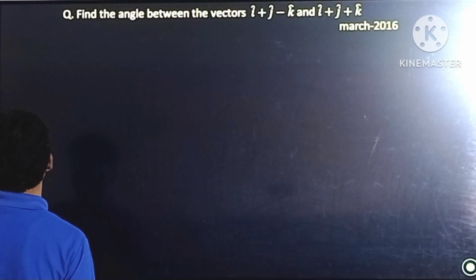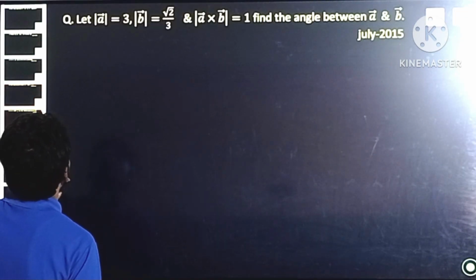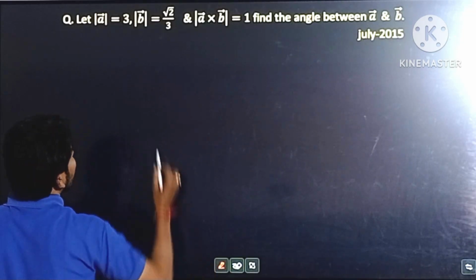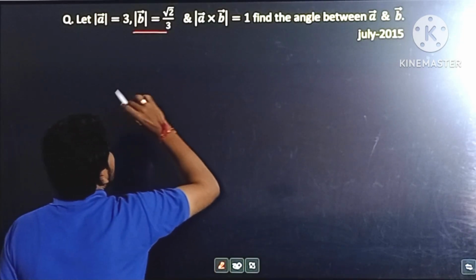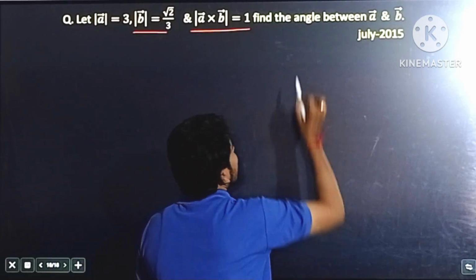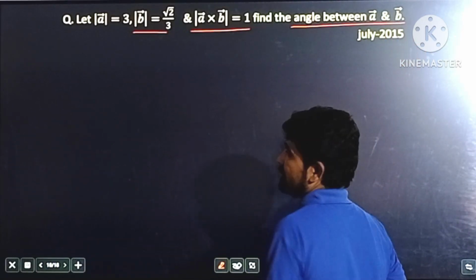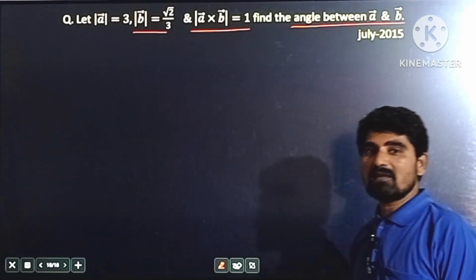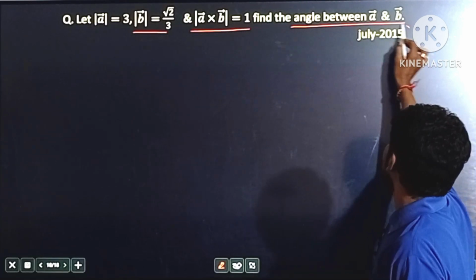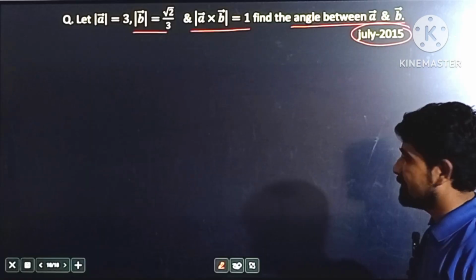And the next question is, let magnitude of A vector be 3 and magnitude of B vector be root 2 by 3, and magnitude of A vector cross B vector be 1. Then find the angle between A vector and B vector. So in this question also we need to calculate the angle between A vector and B vector. This question was asked in the year July 2015.